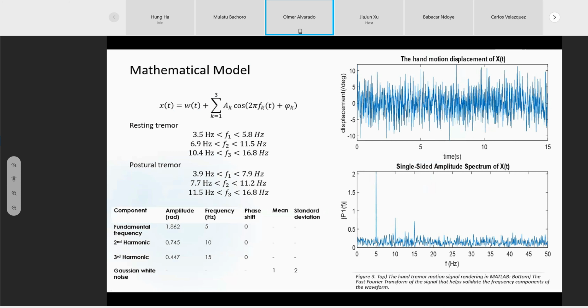And here the amplitude is based on the angular velocity at the MCP joint of the index finger, which is about 58.6 degrees per second. So we use these values that are shown on the left hand side to visualize Parkinsonian tremor motion. We also do a fast Fourier transform to validate the frequency components. So here the main idea of this mathematical model is to generate some physical signals on the simulator.